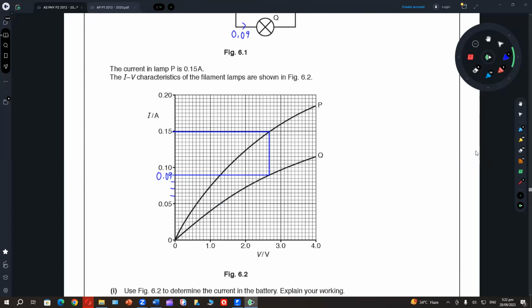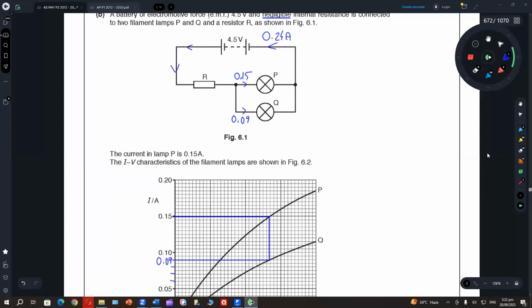The graph is ready to give me the voltage across the lamps because obviously the lamps are in parallel. If I get the voltage across the lamps, I can subtract it from 4.5 and I can get the voltage across capital R. Once I have the voltage and the current, I can find the resistance. So this would be the plan.